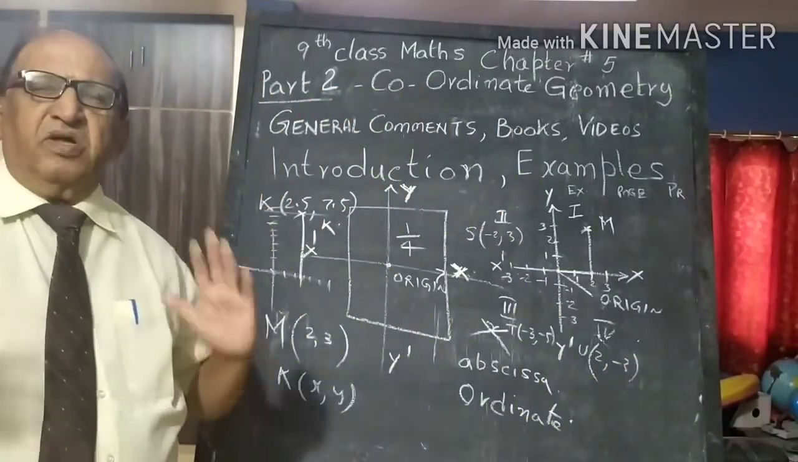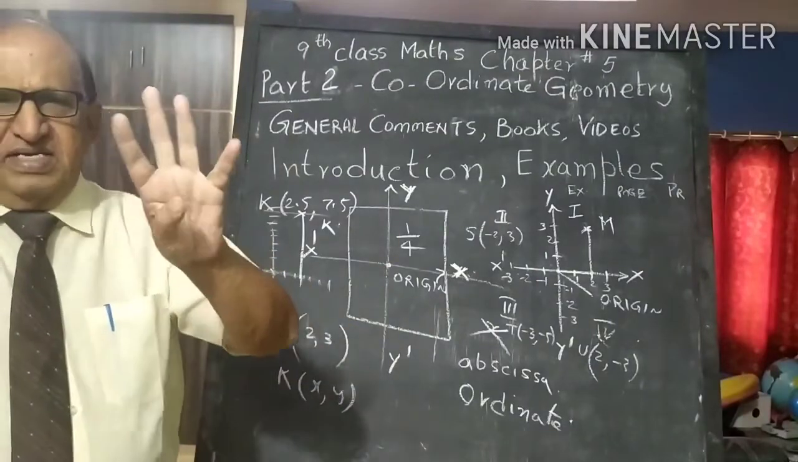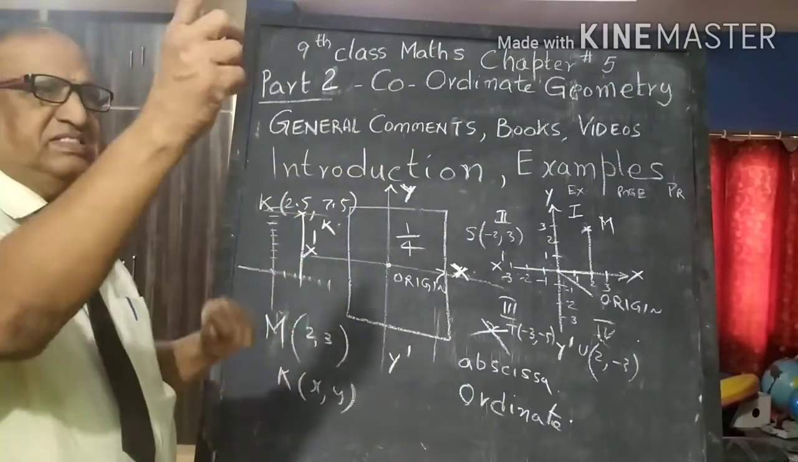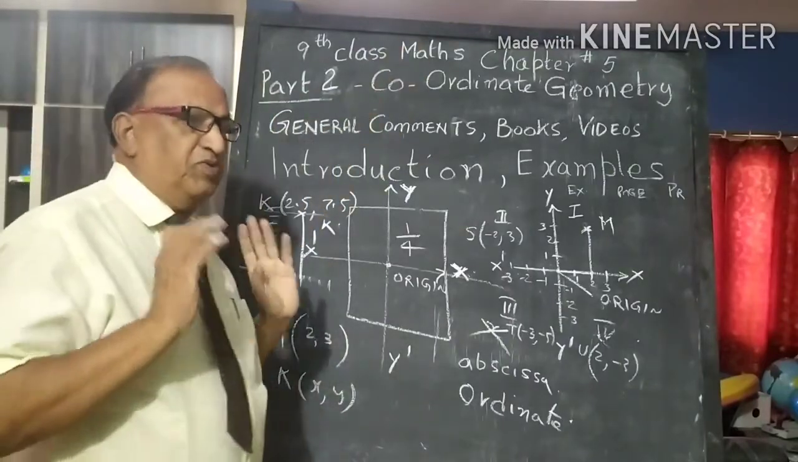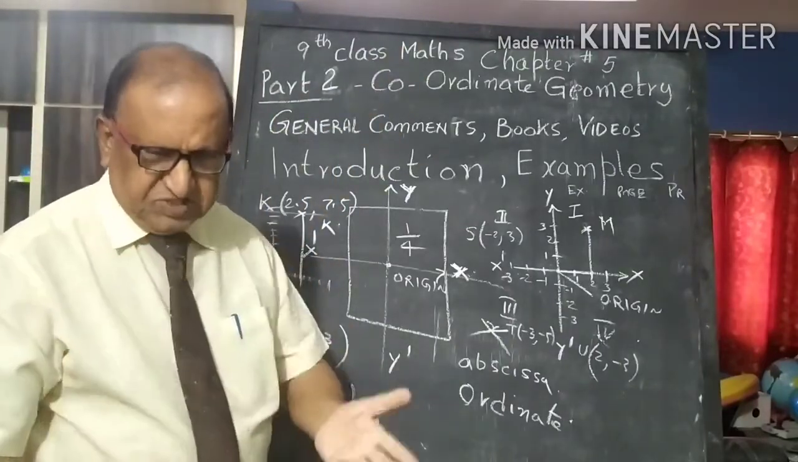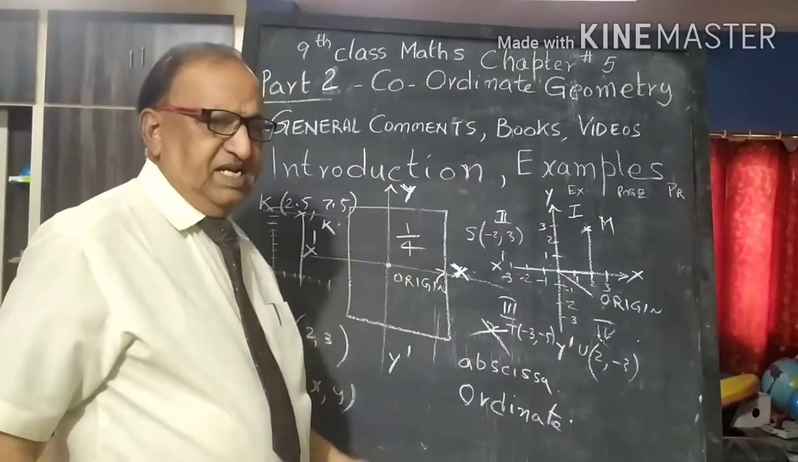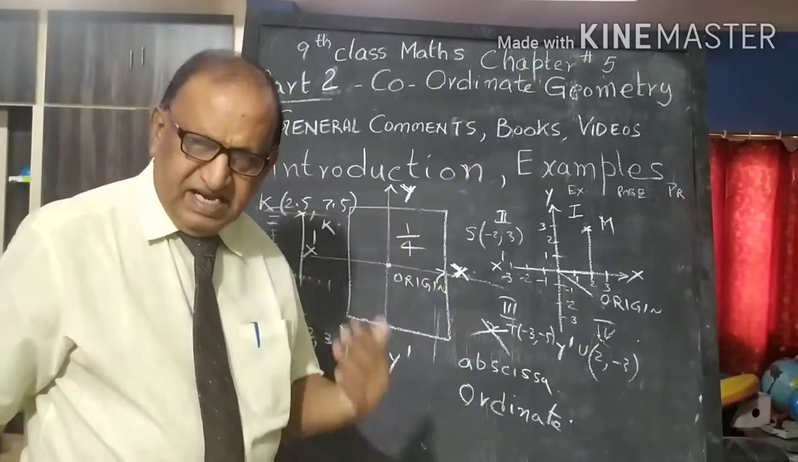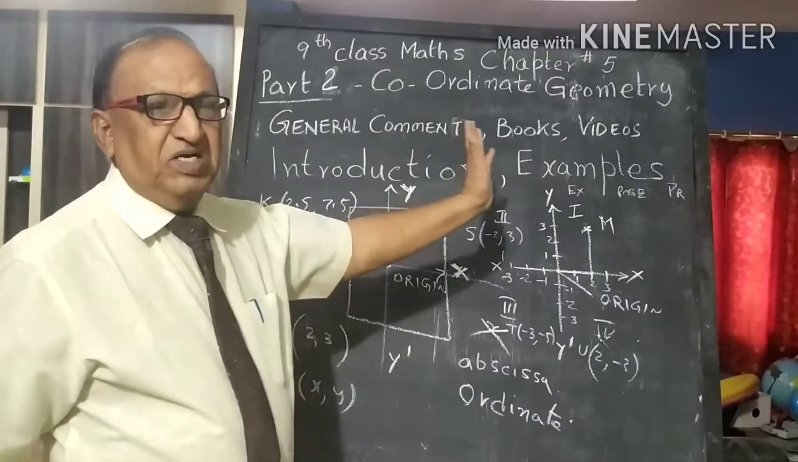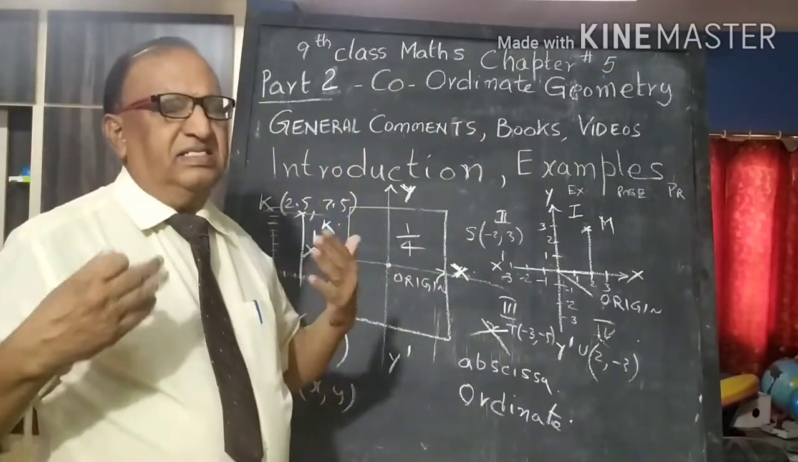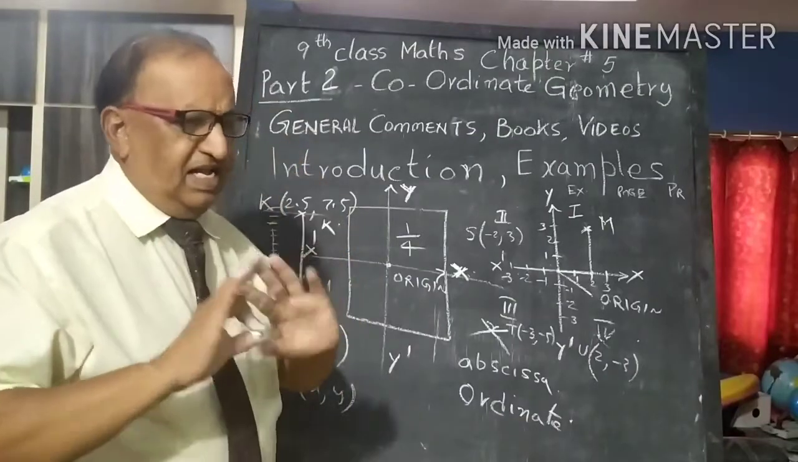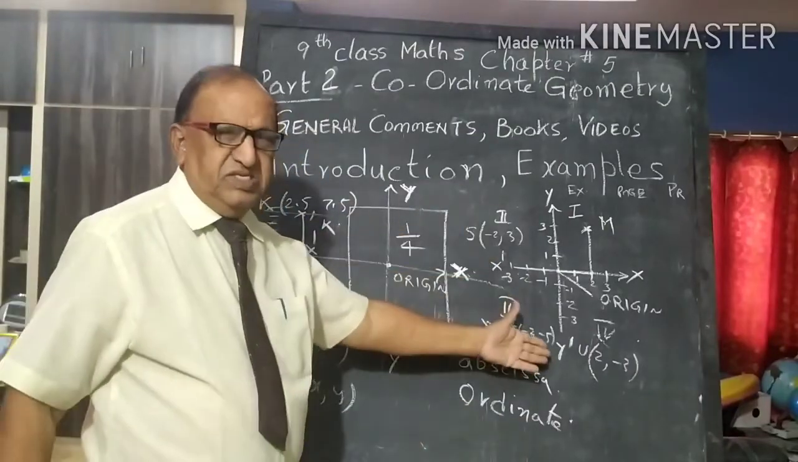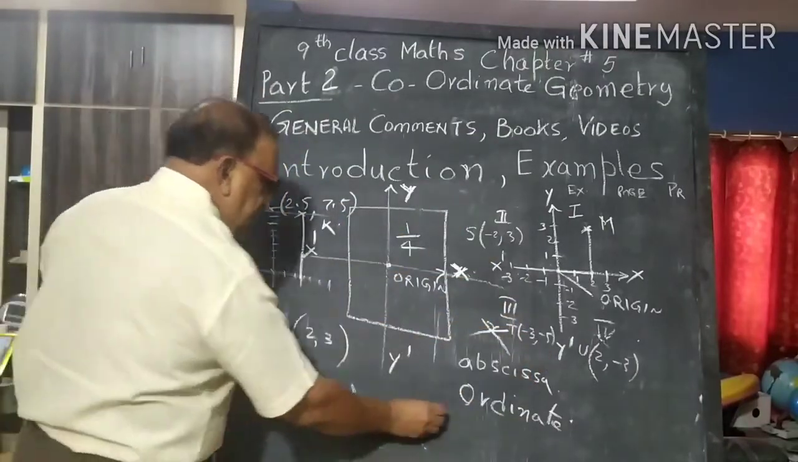So, in the coordinate system, there are 4 quadrants: first, second, third and fourth. In the first quadrant, both x and y are positive, whereas in the second quadrant, x coordinate is negative and y coordinate is positive. You don't have to memorize this, it's not rocket science. Just try a sketch here, it's very, very simple.